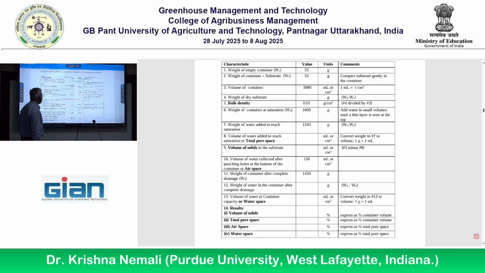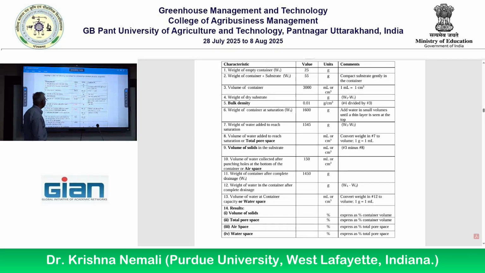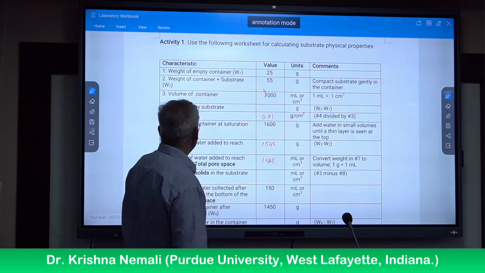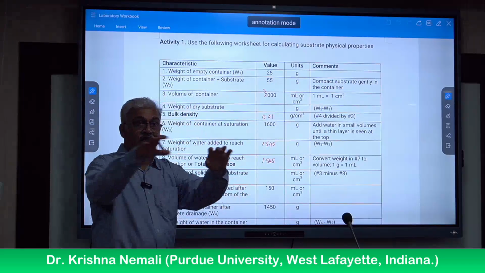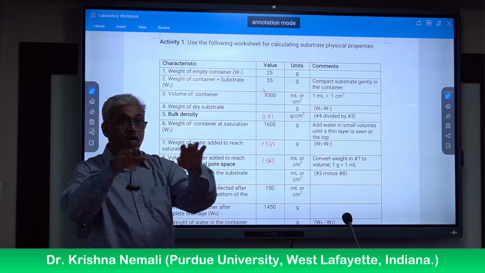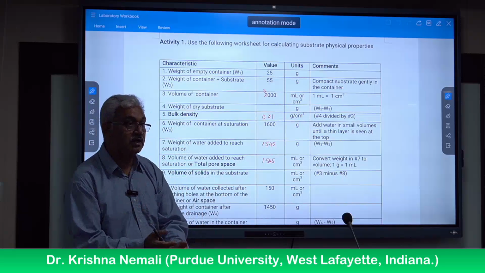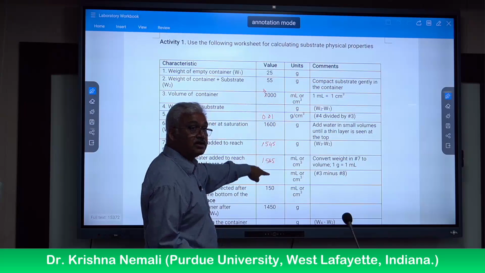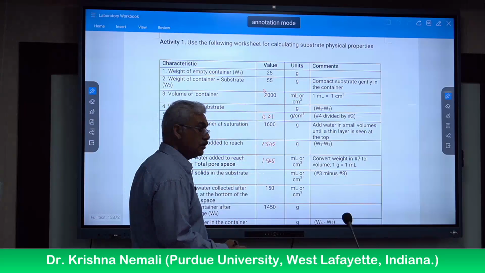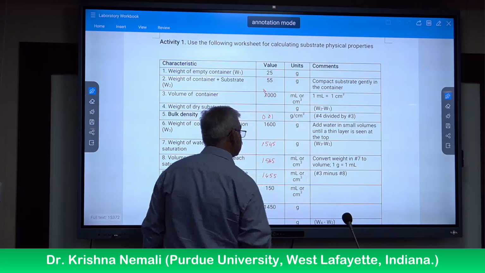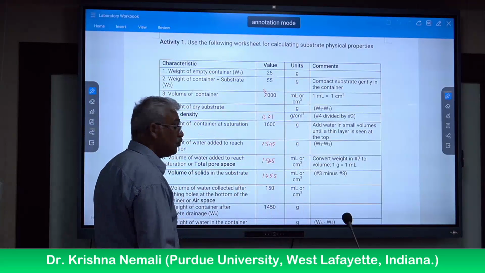Okay. Then we want to determine volume of solids, and this is where something went wrong, right? So what am I saying here? 3 minus 8. So 3 is volume of container, 8 is pore space. So you have a container, the container has substrate. So in that substrate you have solids and pore space. You know the volume of container, you know the pore space. So to get to solids, you just subtract this from that, right? 3000 minus 1545. So what is that number? 1455 ml or cubic centimeter. That's the volume of solids. Okay. So far good, everybody.